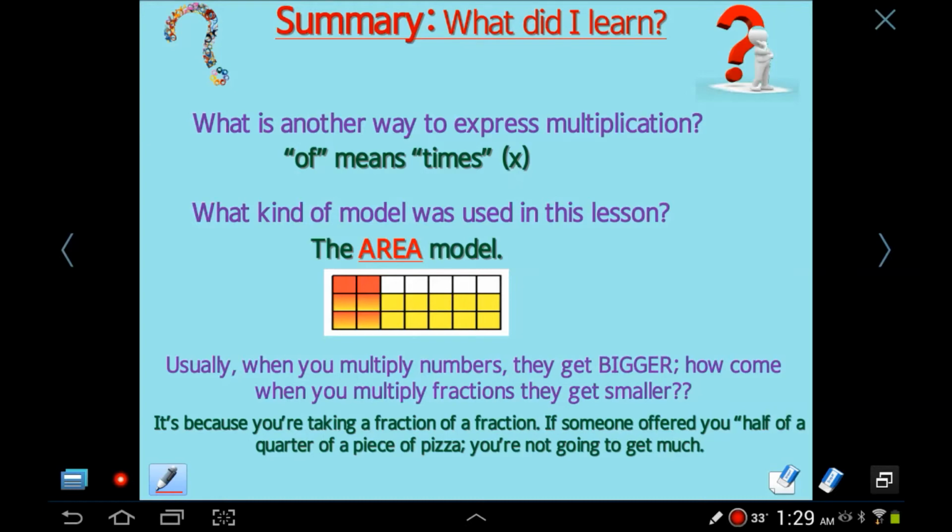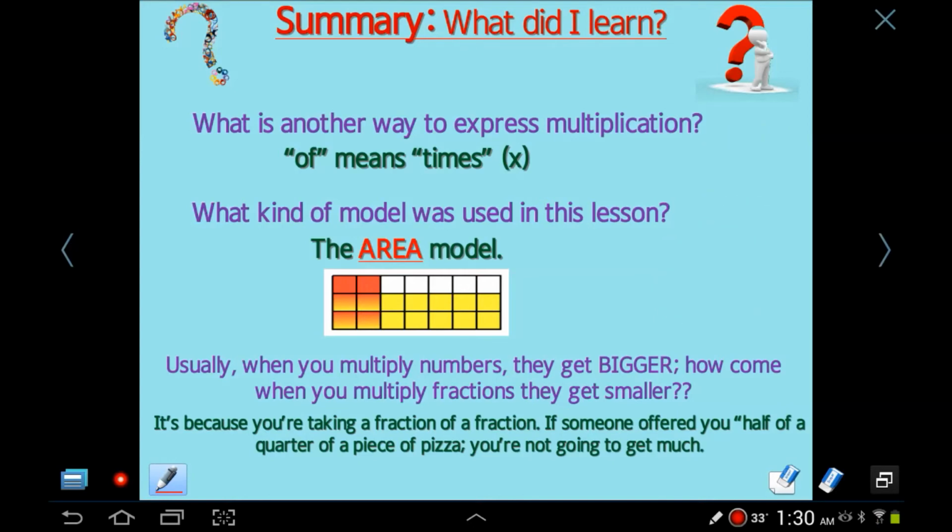If someone offered you, and this is my example here, half of a quarter of a piece of pizza, you're not going to get much. You're not going to get as much as you think. Here's a pizza, and there's a quarter right there. There's a quarter. And when you multiply that by 1/2, here's a fourth again. When you multiply that into half, a half of a fourth, that's all you're getting. Okay, I know it's at least something. You're not getting as much as you think. You're not getting more pizza. You're getting actually less of what was offered. That's why when you multiply fractions, same thing occurs when you multiply decimals as well, because you're not dealing with whole numbers. When you're dealing with fractions or decimals, things get smaller usually because you're taking a part of a part.